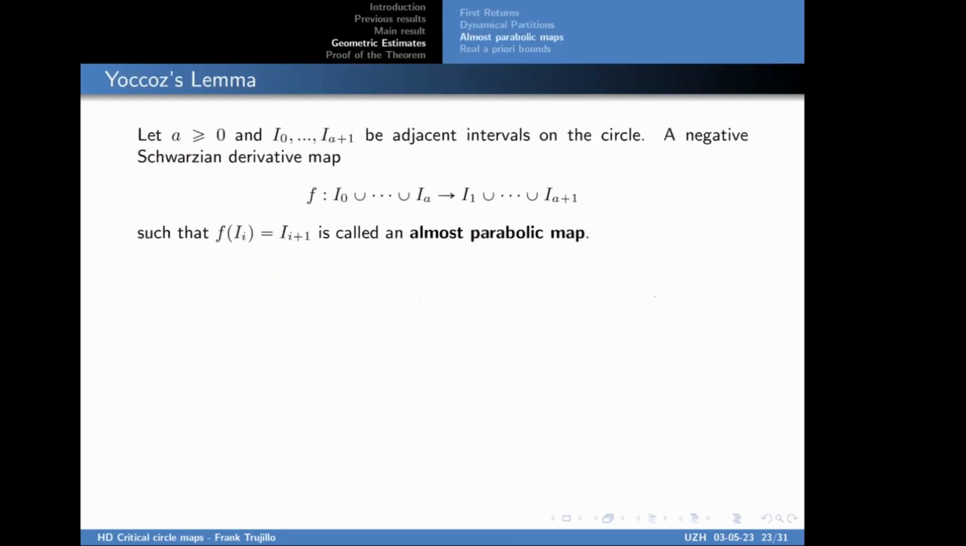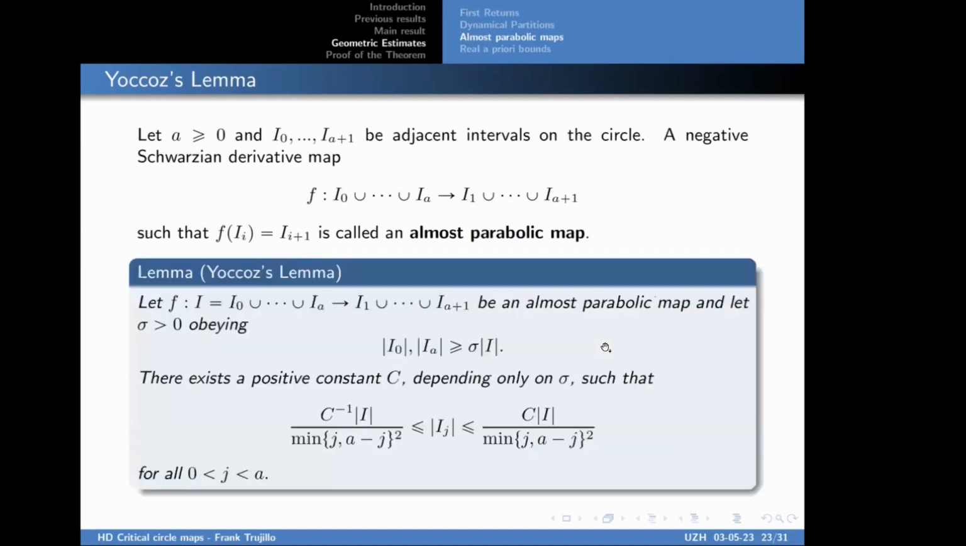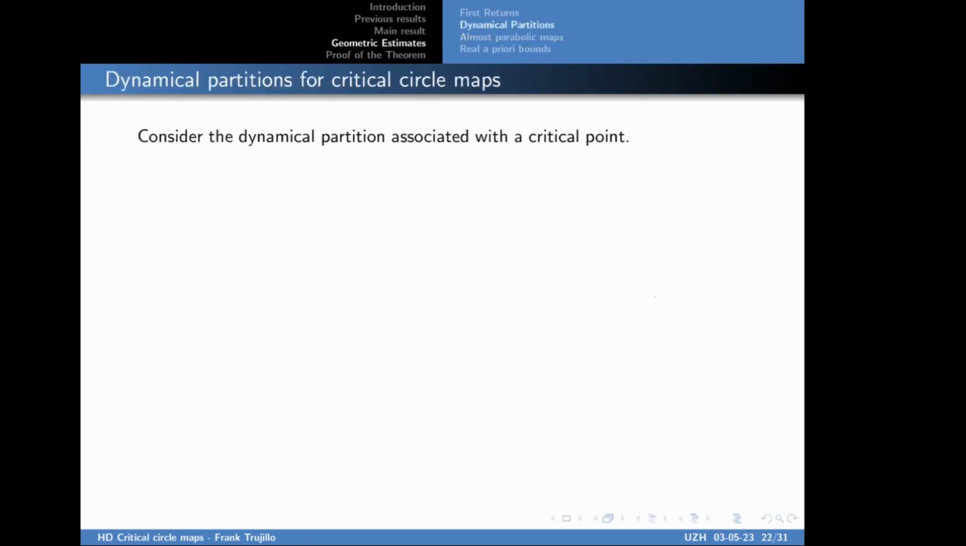So just to justify why we have this kind of behavior that I was saying before, that the intervals in the middle get smaller, this is due to the Schwarzian derivative. We can show that high iterates of my map will get negative Schwarzian derivative. And there is a very nice property for maps with negative Schwarzian derivative. So this is a lemma due to Yoccoz, which says the following: if I take a map F, which is defined in a union of adjacent intervals, such that my map F maps the one interval to the next. So just let me go back for a second and exemplify this here.